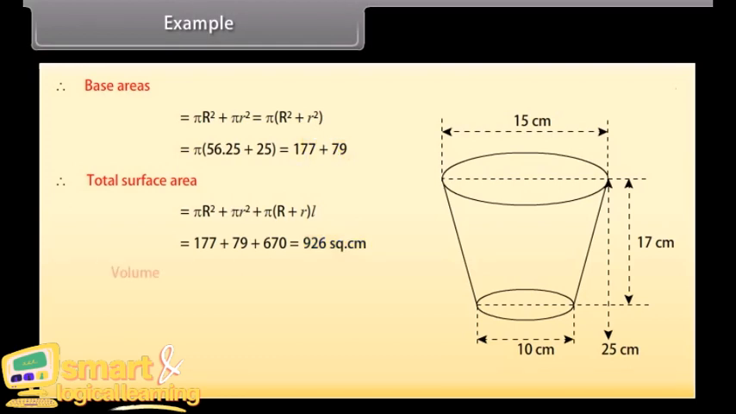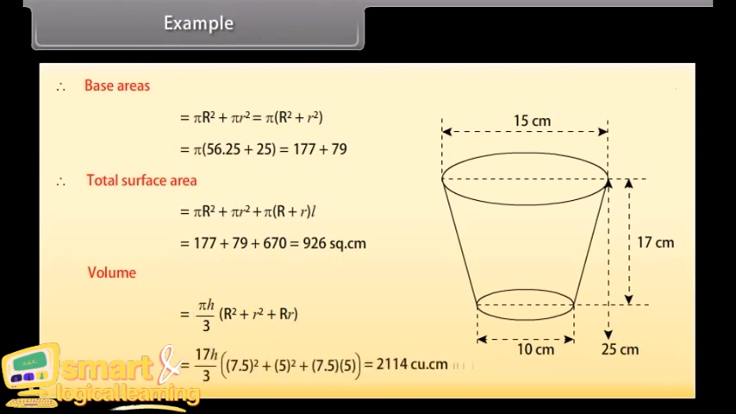Now we know that volume of the frustum of the cone is, substituting the values we get volume, which is equal to 2114 cubic centimeter.